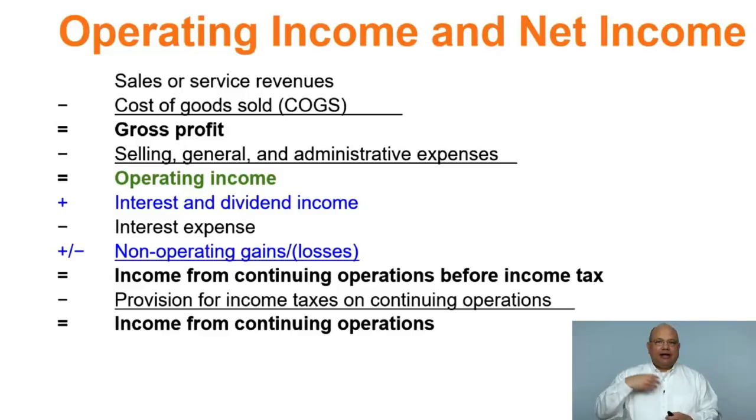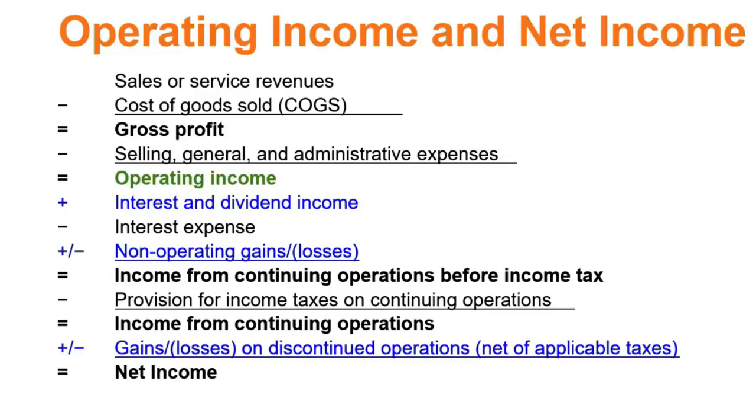So right now we have our income from continuing operations before income tax. We then subtract income taxes, and that gives us our income from continuing operations. Now what this means is if we're looking to buy this company or invest in this company, this is the amount of income that we could expect to continue to happen in the future, because this is the income from the operations that we expect are going to continue. And there's the name, income from continuing operations.